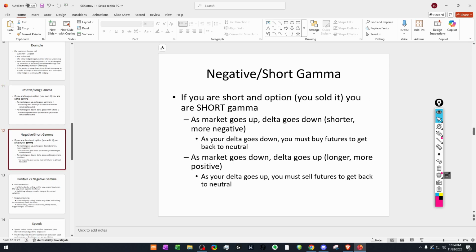And negative gamma means you are short an option, meaning you sold it. You're short gamma or negative gamma. So in order to hedge this, as the market goes up, your delta is going down. It's getting shorter, more negative. So as your delta goes down, you must buy futures to get back to neutral. As the market goes down, your delta goes up. It's getting longer or more positive. And as your delta goes up, in order to offset that increase in delta, you must sell futures to get back to neutral.